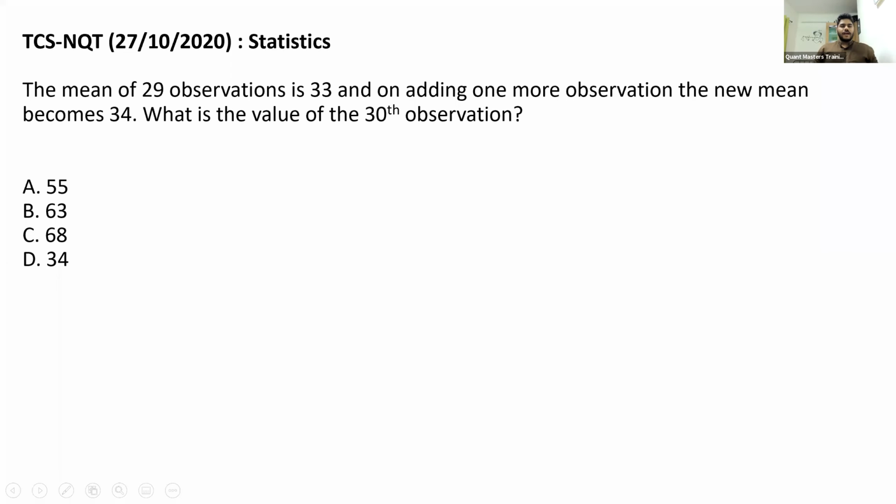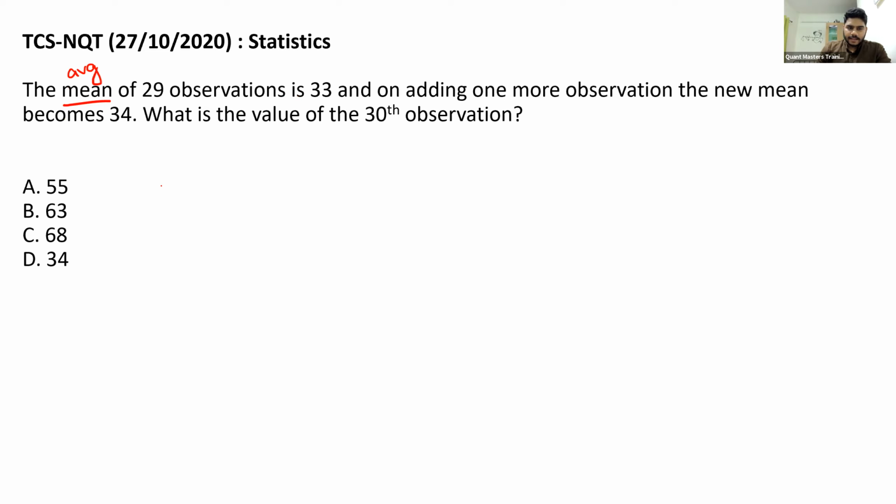So this question was asked today. The mean. What do you mean by mean, people? Mean is nothing but average. The average of 29 observations is 33. On adding one more observation, the new mean becomes 34. What is the value of the 30th observation?